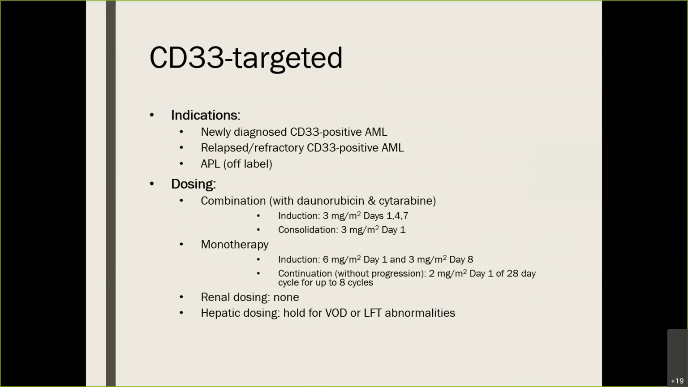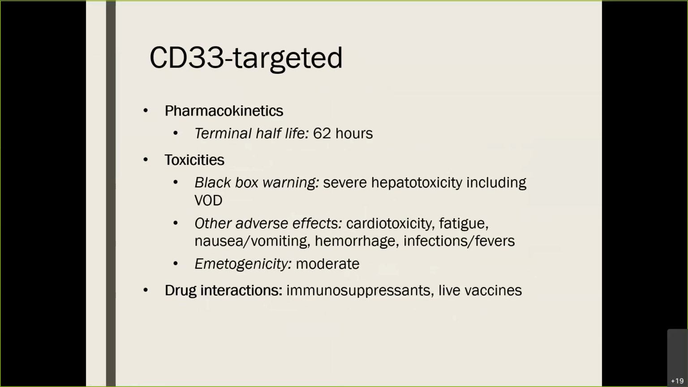Indications: newly diagnosed CD33 positive AML, as well as relapsed refractory CD33 positive AML, as well as acute promyelocytic leukemia in an off-label setting, although I think we've used this drug 3 times in the last several months up on Boy66, so we are getting more use of this agent. We've included the dosing schema for Mylotarg. And again, hepatic dosing, we do have quite a bit of concern with that, and that was the origin of it being pulled from market.